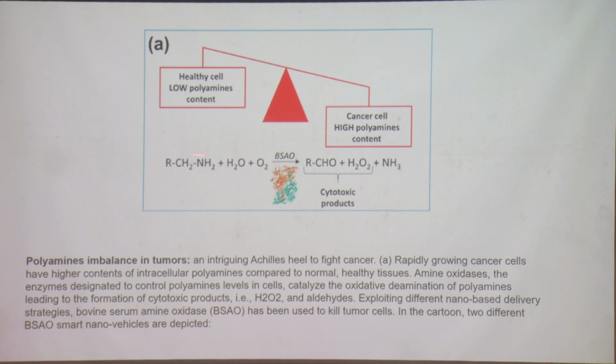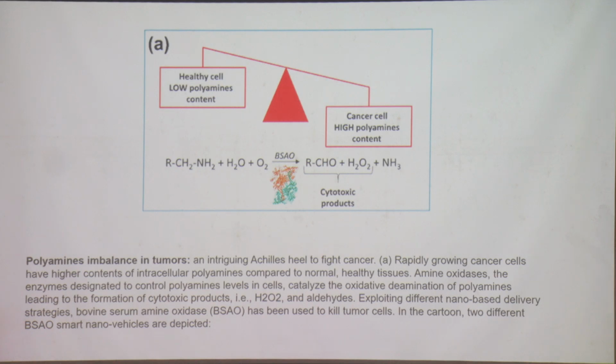What it does is it takes the amines and changes them to aldehyde. And if you make too much aldehyde, what does aldehyde do? Aldehyde is very toxic, and it cross-links a lot of things. Aldehyde group is very reactive, right? It takes an amine group and will form a Schiff base with that, right? So you treat it with BSAO. Normal cells don't have too much amine, they will not form aldehyde. But cancer cells have too much amine, they will form too much aldehyde, and the cells will die. So now you are targeting the vulnerability in cancer cells, right?